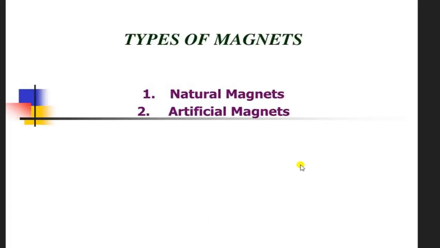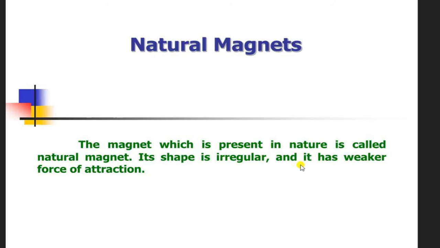Now another type of magnets, which is given basically on the basis of discovery, are the natural magnets and the artificial magnets. So what are natural magnets? Natural magnets are those magnets which are present in nature. That means they were created by nature, their shape is irregular and they have a weaker force of attraction. Some more things we will study later when we talk about the differences between natural and artificial magnets.